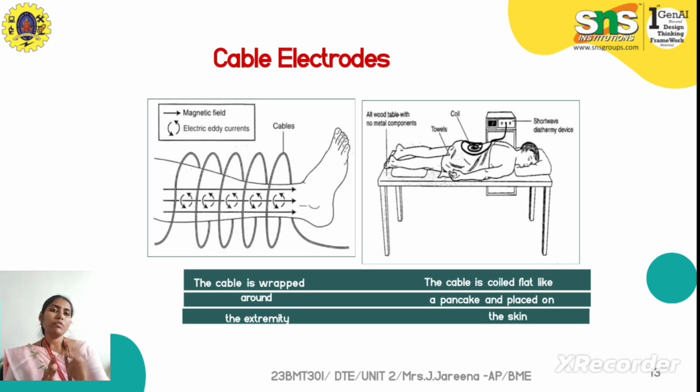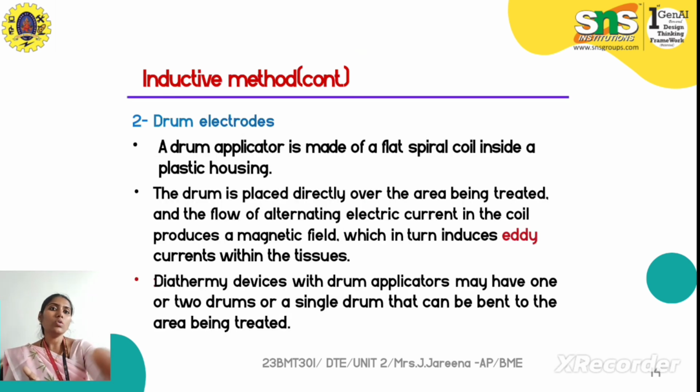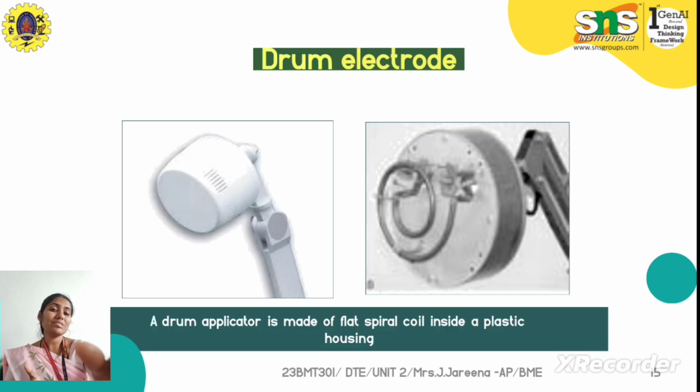So as I said before, these are the pictures of how the cable electrodes can be placed. On one side we can see we can just wrap it around the extremities. On the other side you can coil it like a pancake and place it on the area you want to treat. So these are the two ways you can use the cable electrodes. And the second type is the drum electrodes.